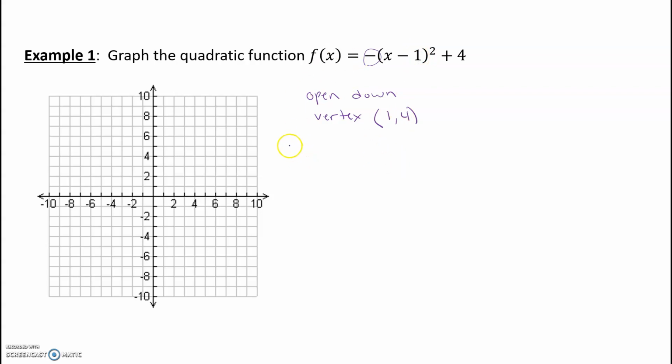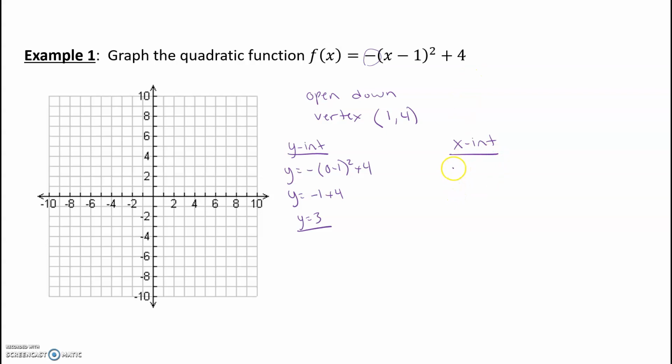What else? We'll do our y-intercept, those are a little bit easier. So we want to plug in 0 for x, so we have y equals -(0 minus 1) squared plus 4. So we've got y equals -1 squared is +1 times -1 is -1, plus 4. 4 minus 1 is 3.